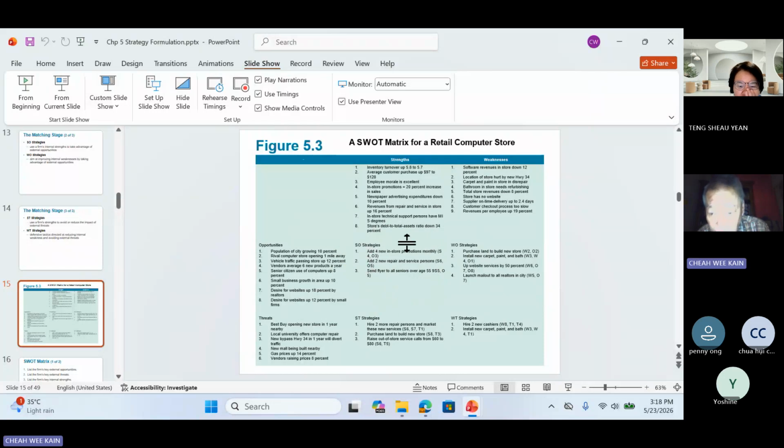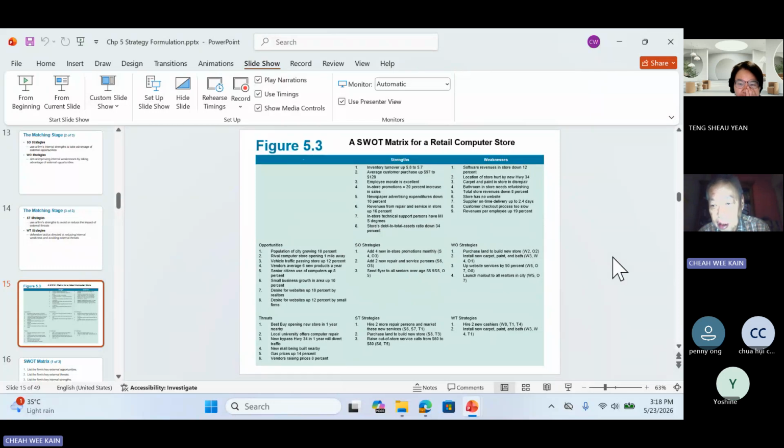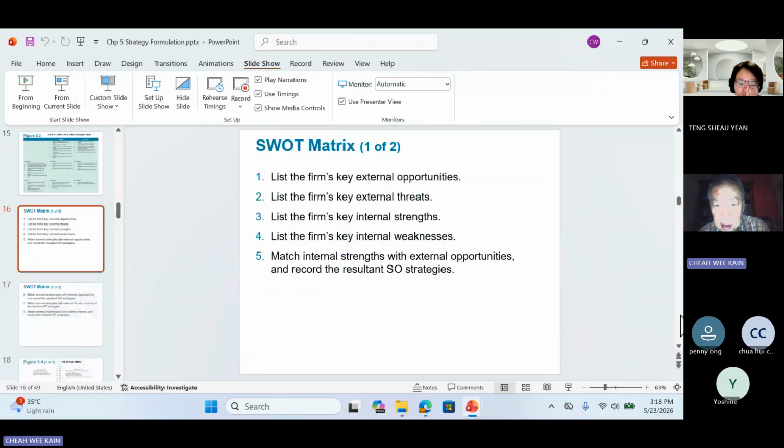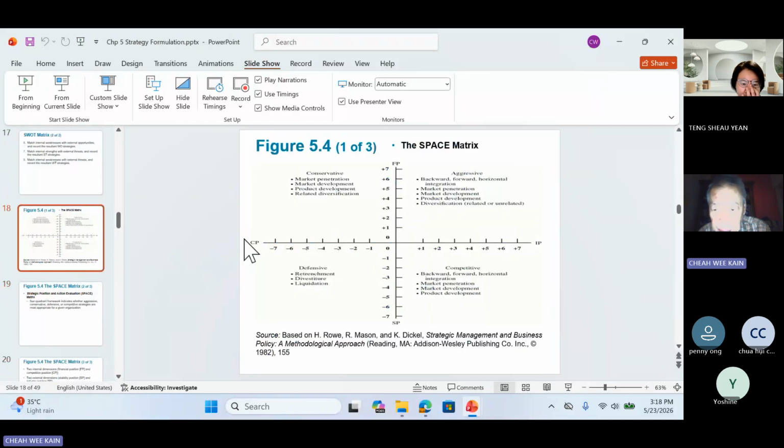Okay, this is what we call corporate. So add 4 new store promotions monthly, add 2 new repair service persons, send flyers to all seniors over. This should be your corporate strategy for a retail computer store. Okay, so that's how we make strategies. Understand?